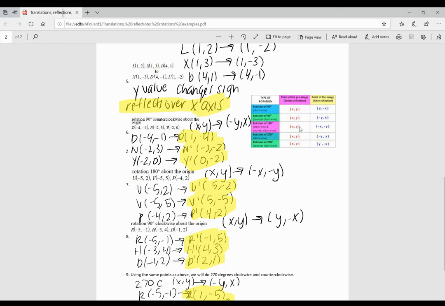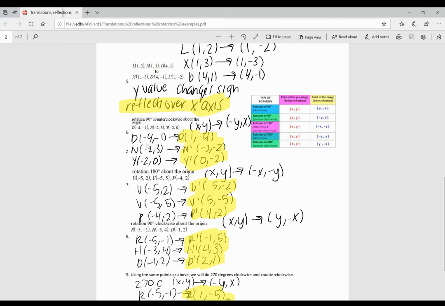I suggest pausing this video and writing it down if you can, because this will be very helpful for the quiz. What we want to do is take these points and rotate them 90 degrees counterclockwise. So if we look at our counterclockwise, it's right here, 90 degrees. And that tells us that our (x, y), our original point, is going to change into (-y, x). So what this means is that our x and y values switch, and our y value is now going to change its sign. So we'll see what that means.